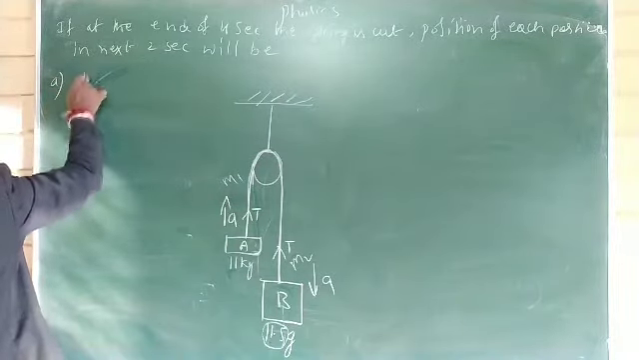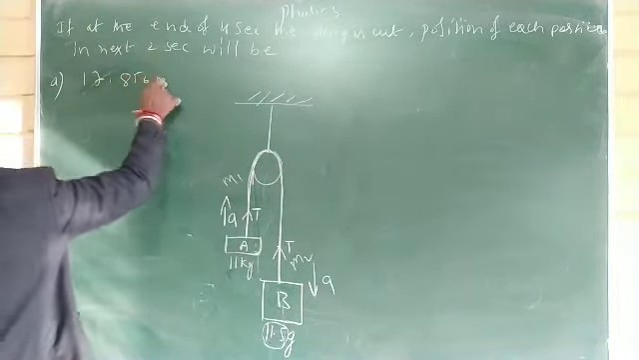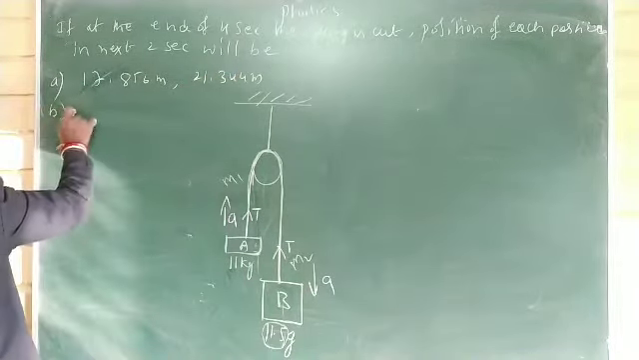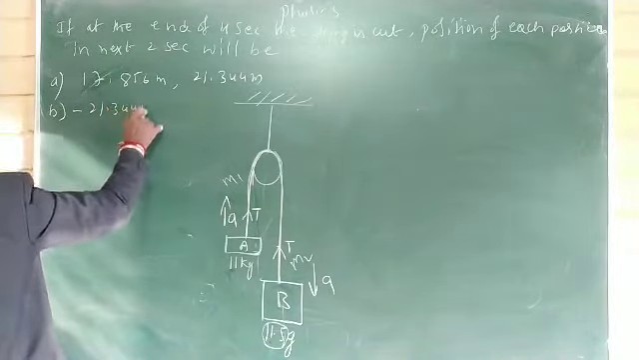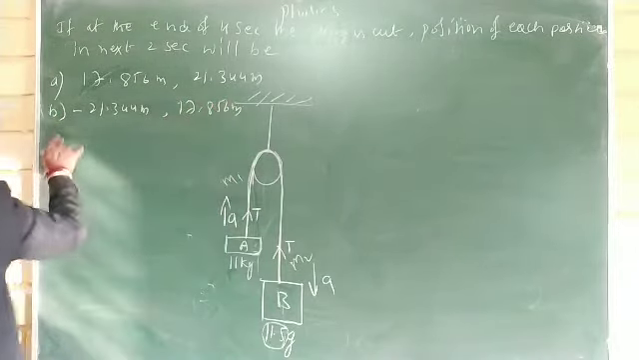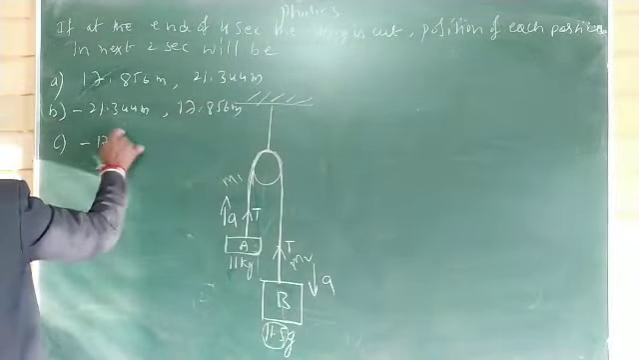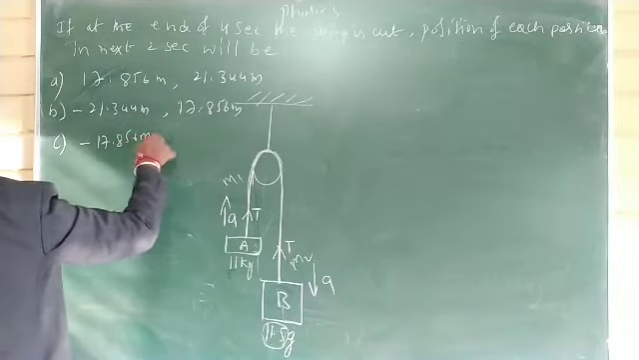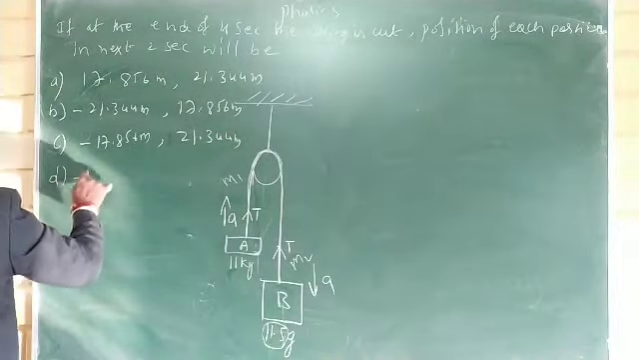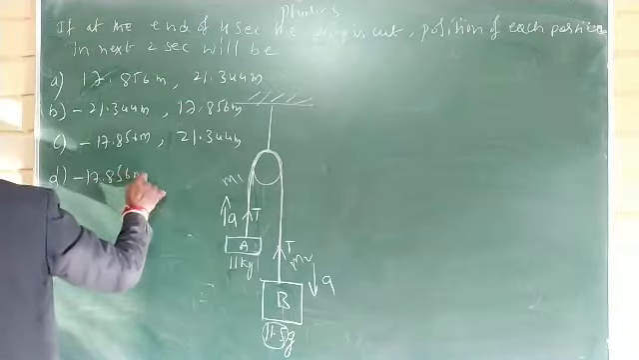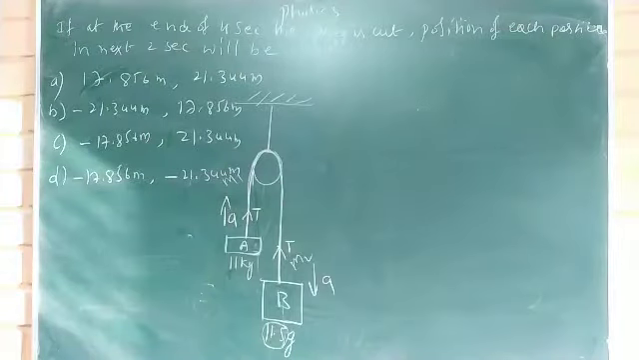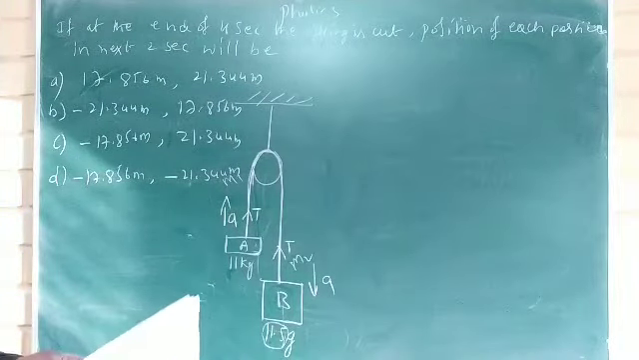Option A: 17.856 meter from 21.344 meter. Option B: minus 21.344 meter from 17.856 meter. Option C: minus 17.856 meter from 21.344 meter. Option D: minus 17.856 meter, minus 21.344 meter. Okay, these are the options.